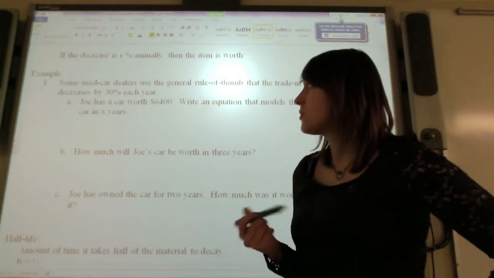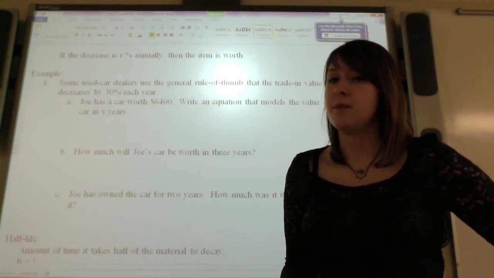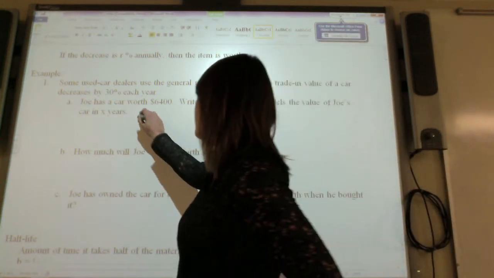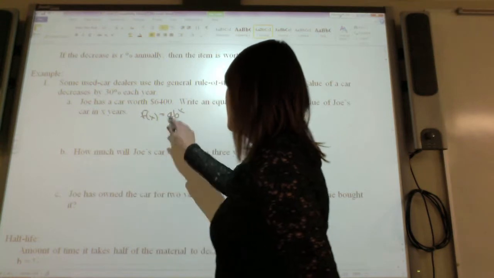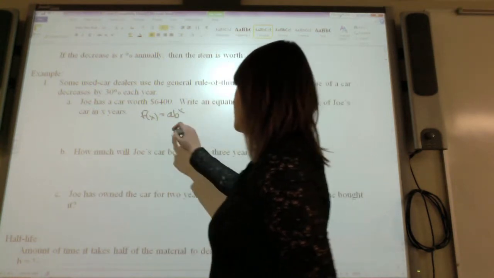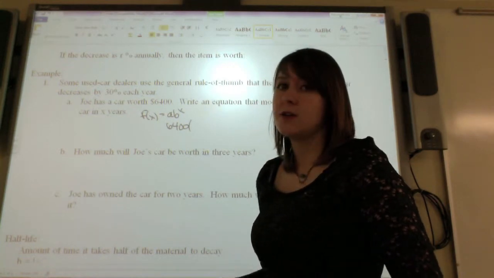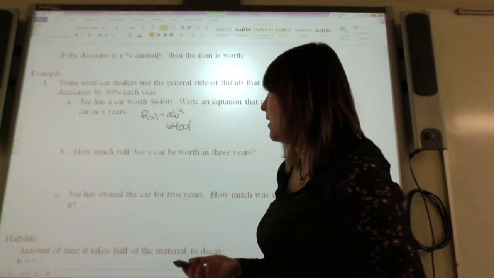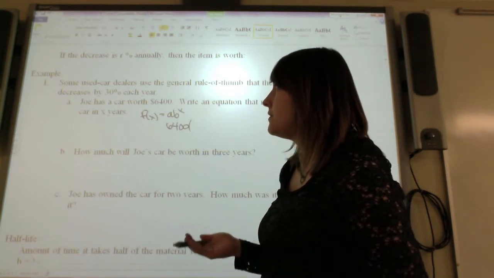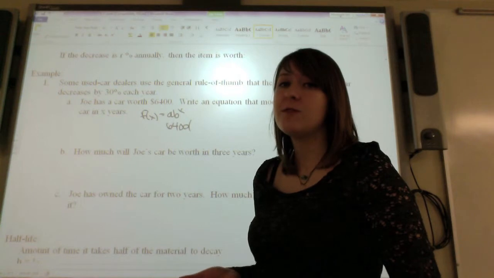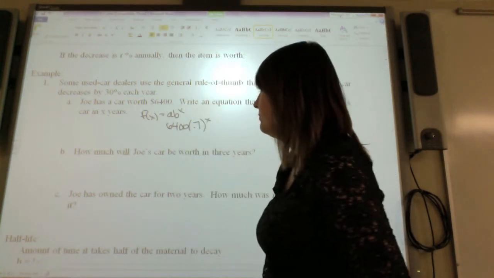Okay, so if I'm decreasing by 30% each year, that means that I'm retaining 70% of my original value. So if I want to write my function in the form a b to the x, remember a is my initial value, so that's going to be 6,400. B is my growth factor or my decay factor, depending on whether it's a growth or decay. So in this case, I'm going to be decreasing, and I'm retaining 70% of my value, so that's going to be 0.7 to the x.